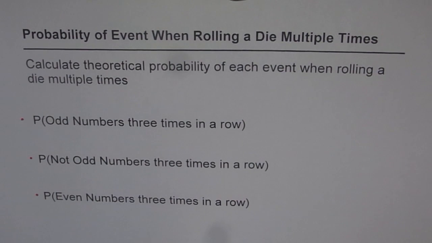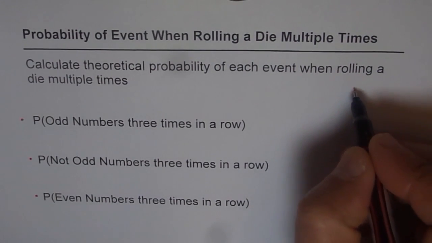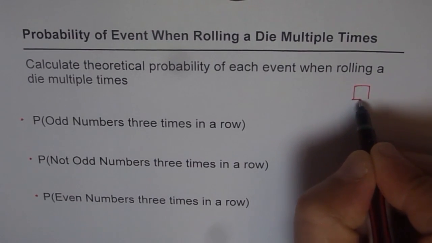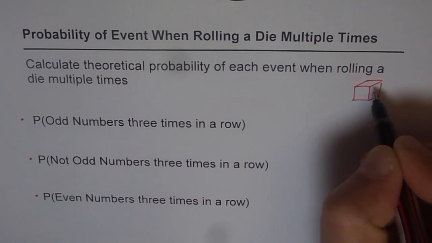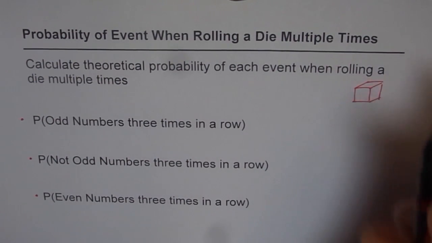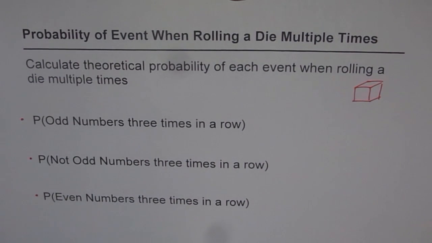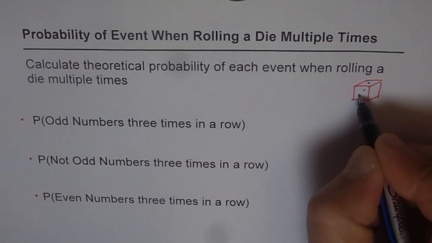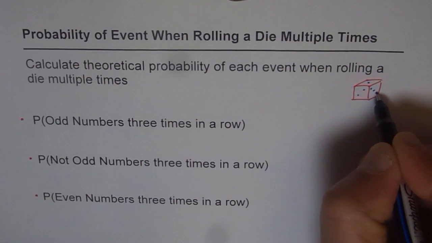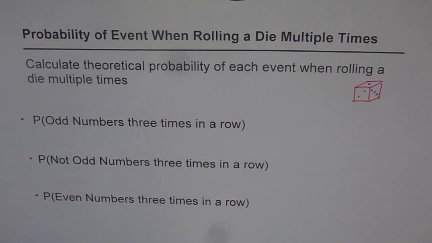Now the first one, probability of getting an odd number 3 times in a row. So let's first figure out that if you have a dice, what are the possible outcomes, and in the first roll itself, what is the probability of getting an odd number, right? So let's figure that out first, and then we'll get into what happens when you roll it 3 times. Okay, so that is how we are going to solve this problem.